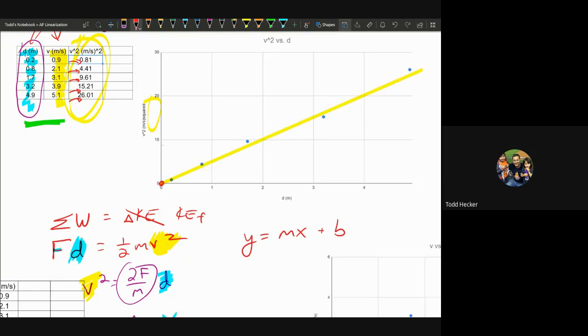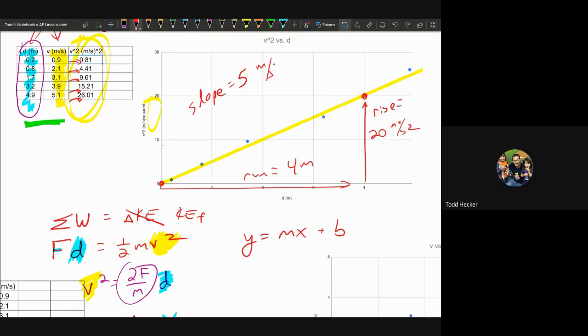So I'm going to choose this point down here and this point up here, and I'm going to do rise over run. So my rise is, let's say we're going from 0 up to 20, and that's meters squared per second squared. And then my run is 4 meters. So my slope, when you do rise over run, gives you 20 over 4. I guess I could just divide that and tell you that it's 5. And then the units you get are meters per second squared. All right, so there's my slope.